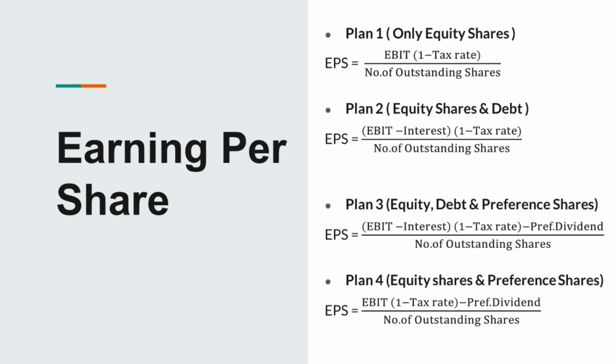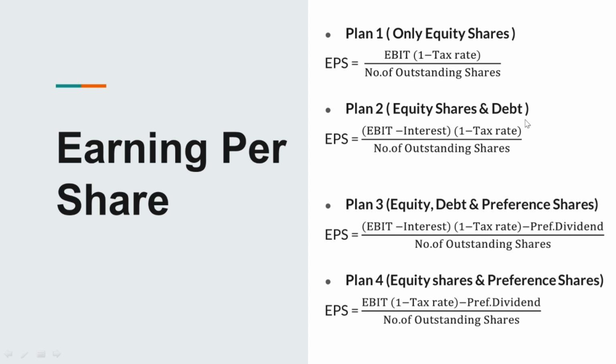Let's have a look at earning per share. So when we are talking about earning per share, we are considering different capital structure scenarios. So let's have a look. In plan 1, when we are considering that we would be raising all the capital financing needed only by issuing the equity shares, what would be the formula for EPS? Then the formula for EPS would be EBIT into 1 minus tax rate divided by number of outstanding shares.